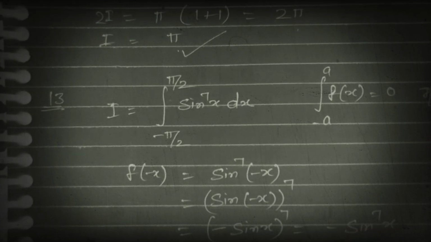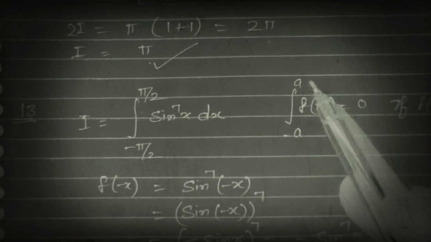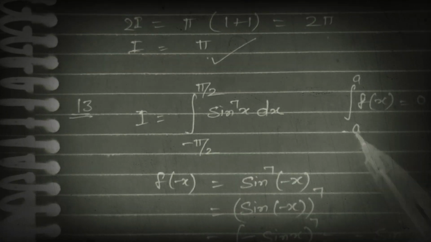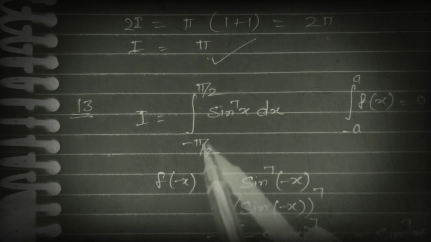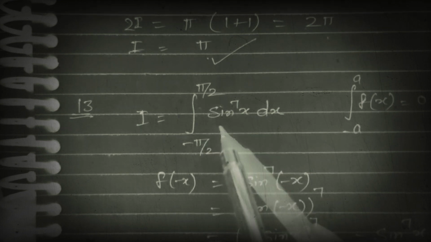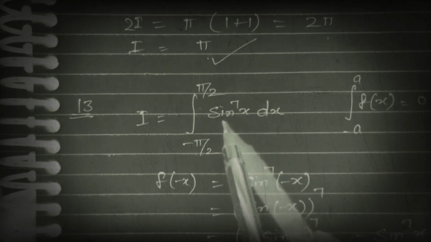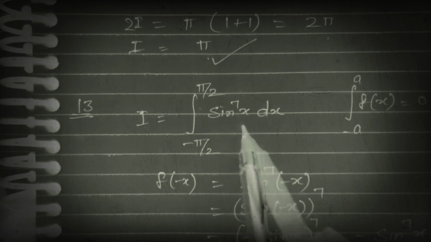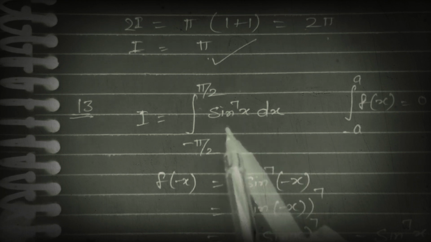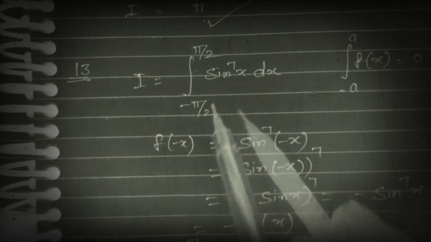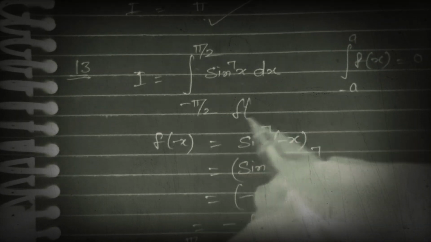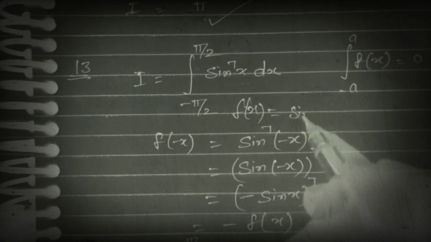This is related to property minus a to a. So look at this, limit is minus a to a, and this is the last property. Sin raised to power 7 x dx. If limit is minus a to a, we have to check whether f of x is an even function or odd function. So here sin 7 x. To check that, this is function f of x. f of x is equal to sin raised to power 7 x.